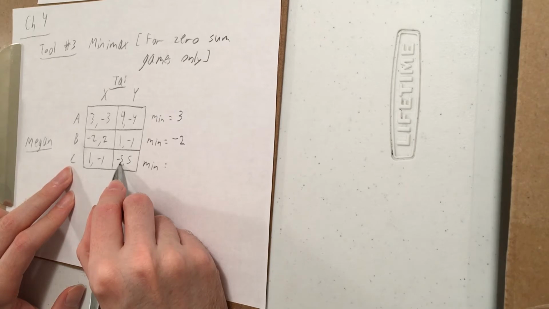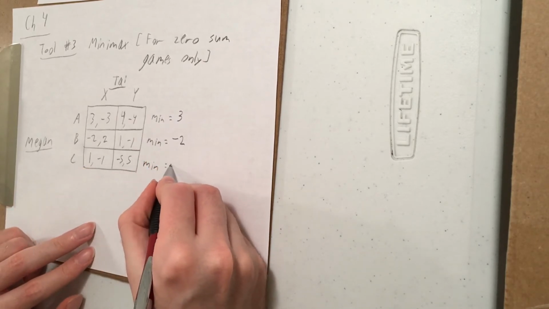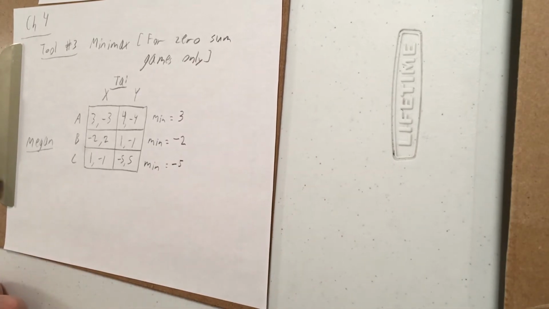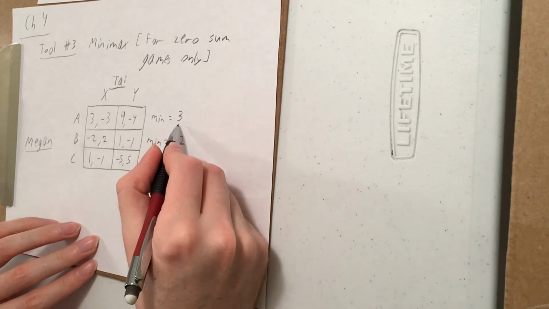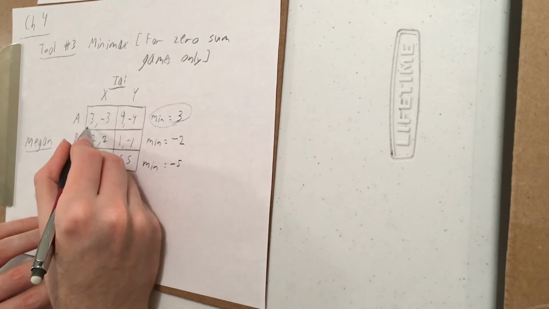Her payoffs always come first because she's the row player. So she gets -5 if Ty plays Y, and she gets +1 if he plays X. Then we look at the maximum of those minimums. The biggest minimum here is 3. So we're going to underline that.